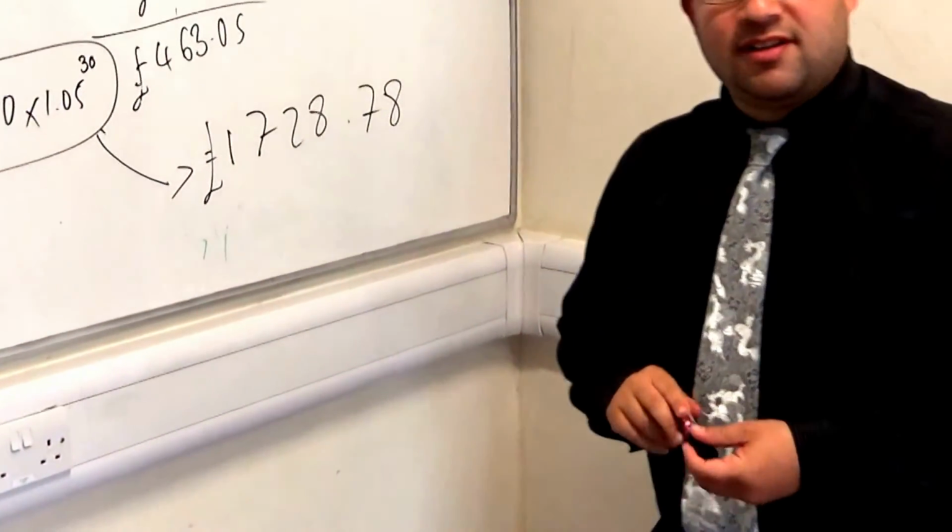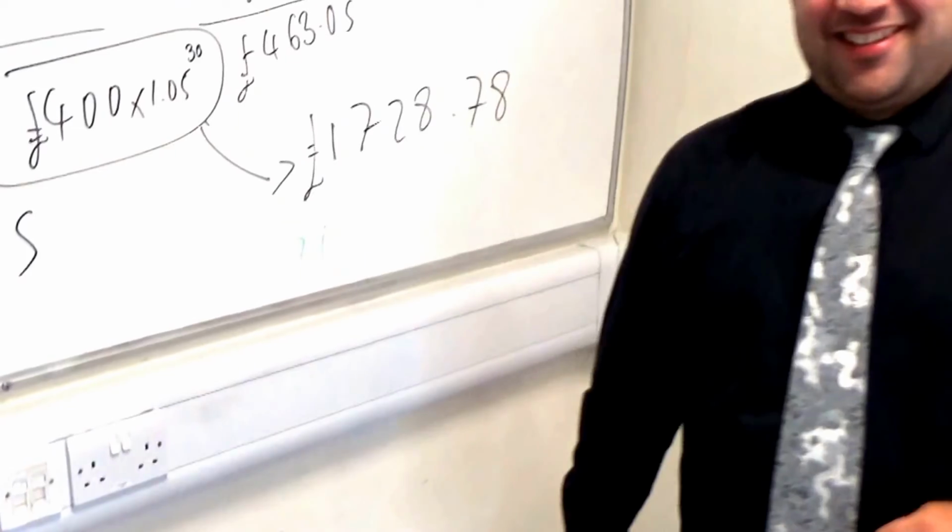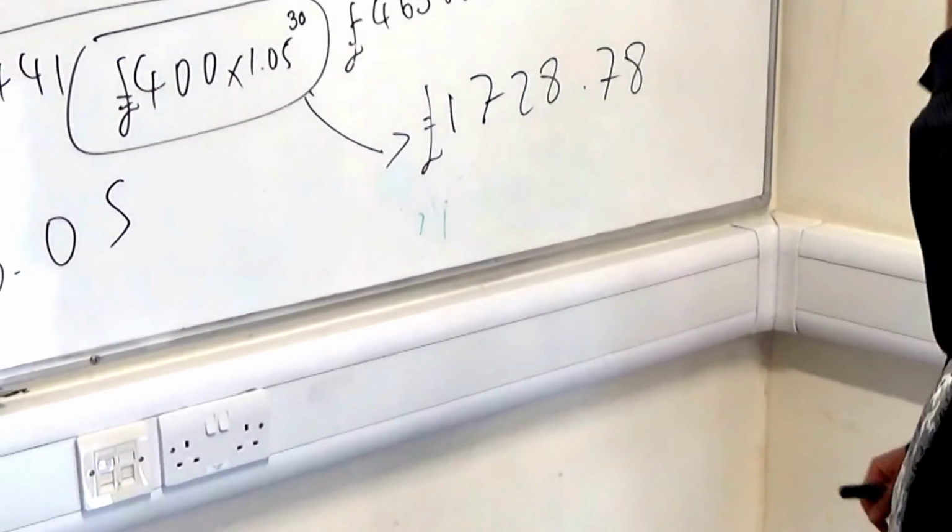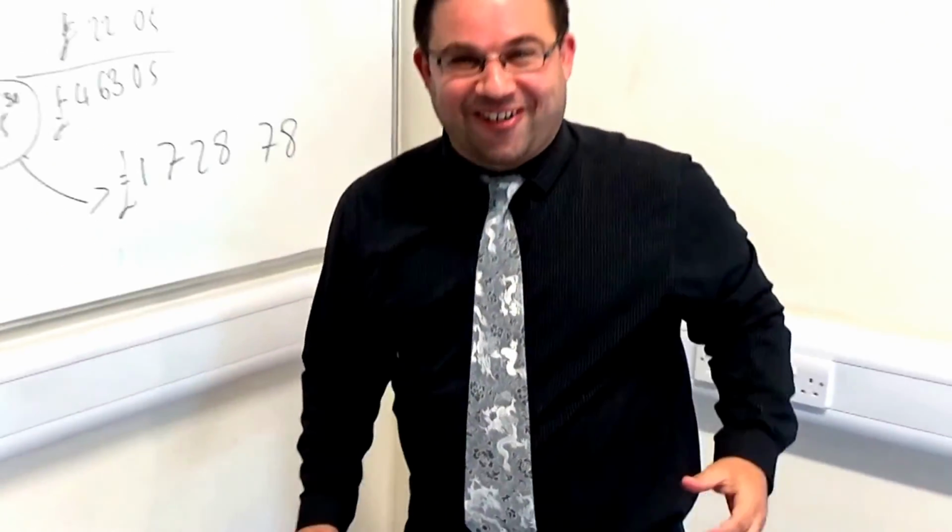Wow, do you want to lend me £400 and I'll pay you back £1,728.78 in 30 years' time? All right, sounds like a deal. Let's take it on.